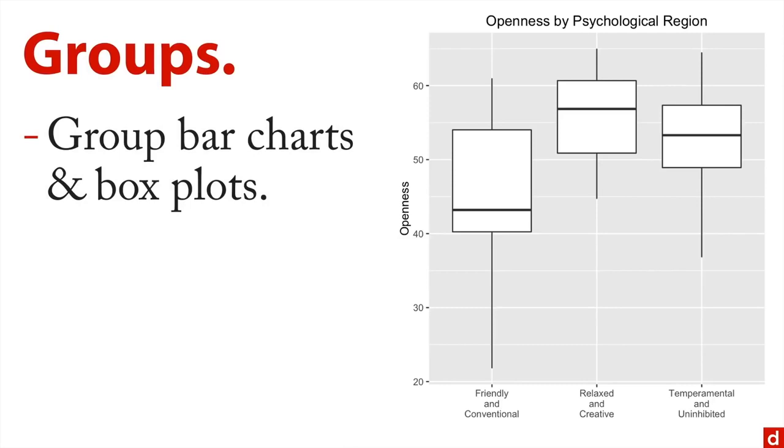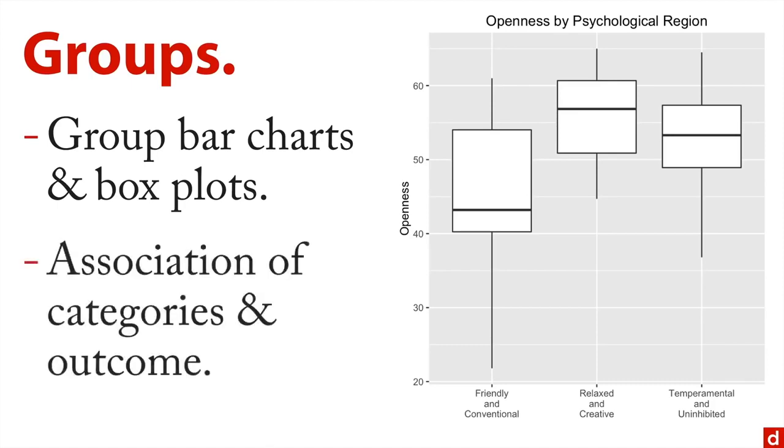What I have right here is grouped box plots. I have my 3 regions, psychological regions of the United States, and I'm showing how they rank on openness. That's a psychological characteristic. And what you can see is that the relaxed and creative are highest and the friendly and conventional tend to go to the lowest. And that's kind of how that works. It's also a good way of seeing the association between a categorical variable like region of the United States psychologically and a quantitative outcome, which is what we have here with openness.